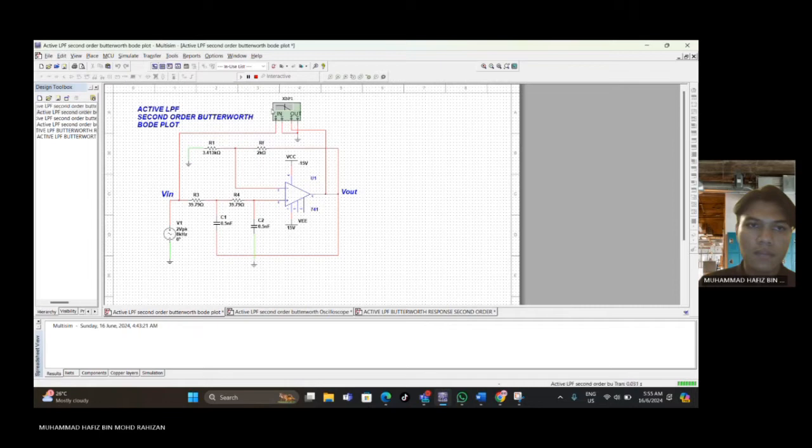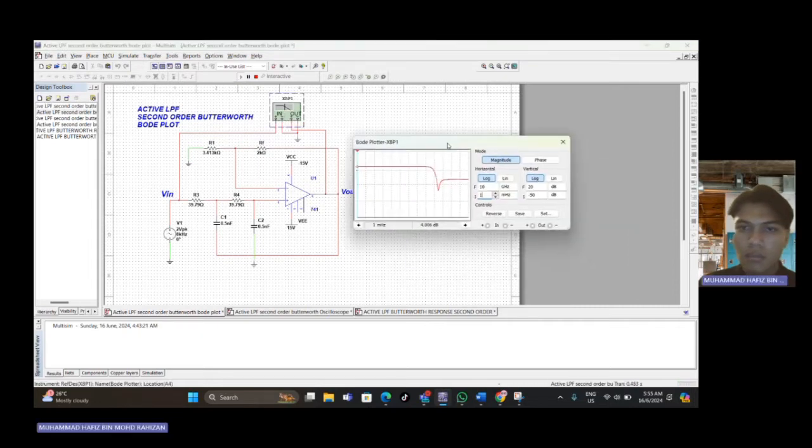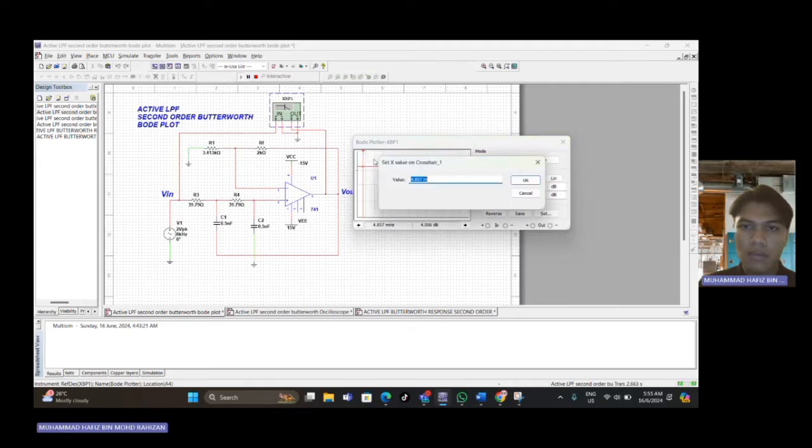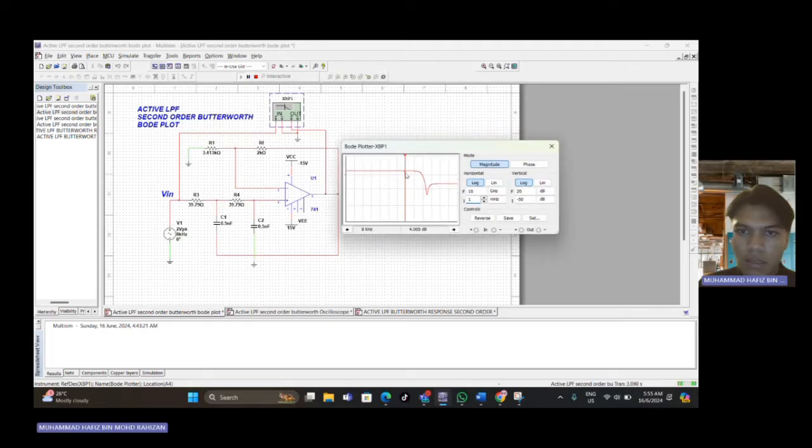So now we run. So this is the Bode plotter graph. So now we move the cursor and then we right click, set as value. As we know, the cutoff frequency is 8 kilohertz, so we put the number 8 kilo, and then we will get the cursor for the dB at 8 kilohertz. Why 8 kilohertz? Because the cursor is doing the low pass filter from this point to the right. So we know this is the start of the low pass.